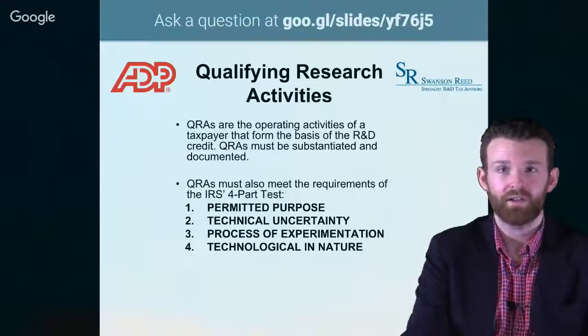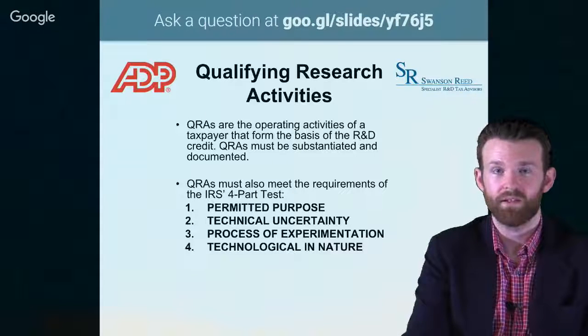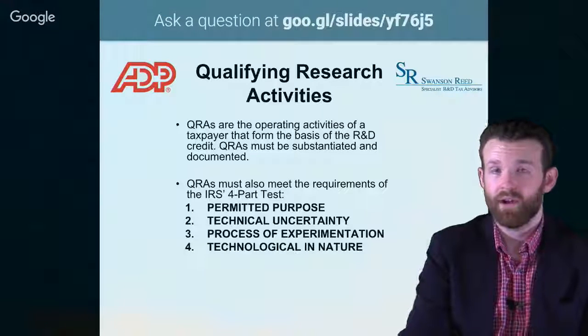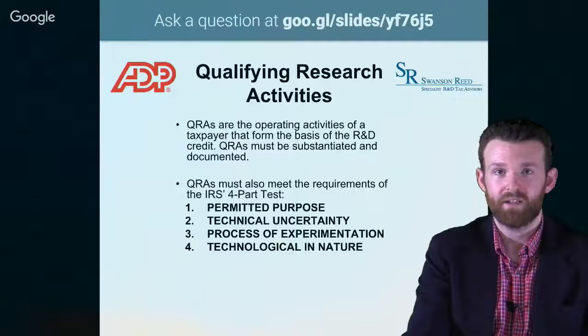All right, so qualified research activities, also known as QRAs, are the operating activities of a taxpayer that form the basis of the R&D tax credit. Without QRAs, you don't have an R&D claim. It's also important to keep in mind that QRAs must be substantiated and documented, especially in cases of an IRS audit. Now, we will go into more detail about the proper documentation needed for substantiation later on in the presentation.